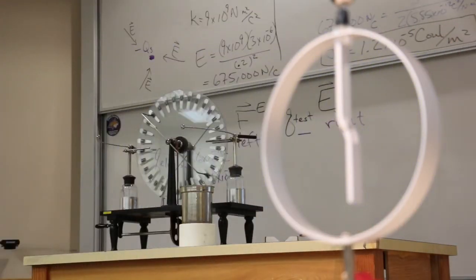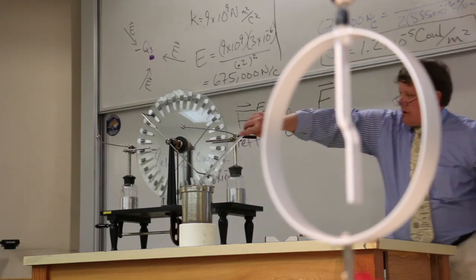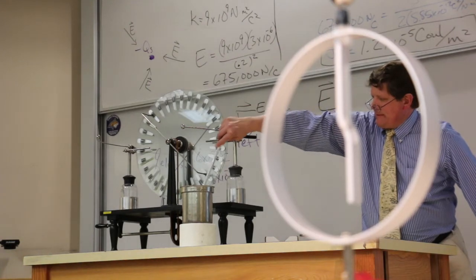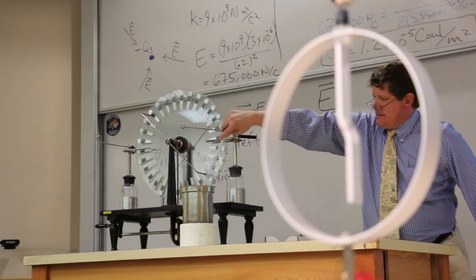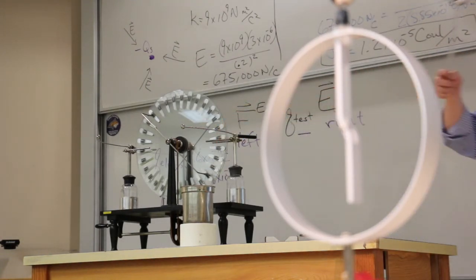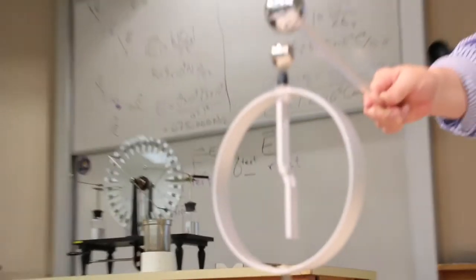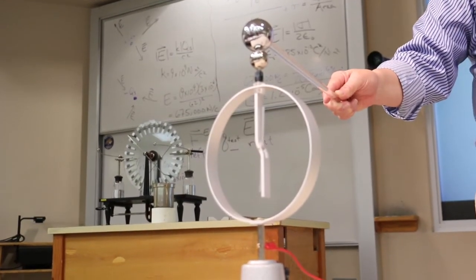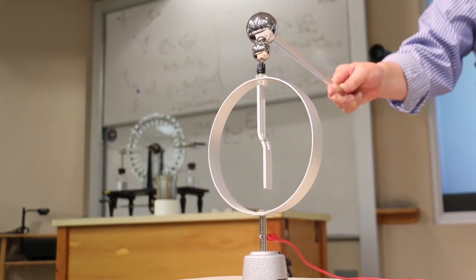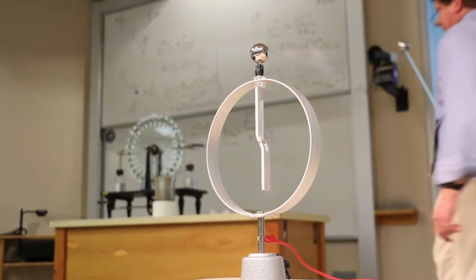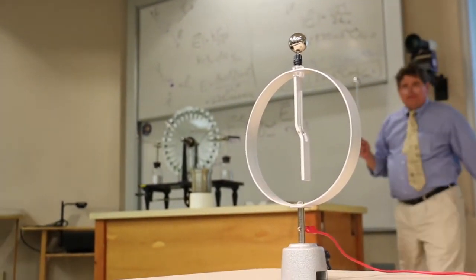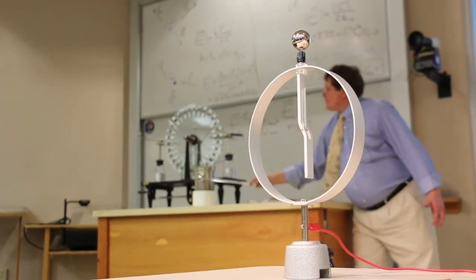Now, if I take my wand and touch it all around on the inside, and come over here, I get nothing. And there's a little bump from the collision, but nothing. Where'd the electrons go? On the outside.